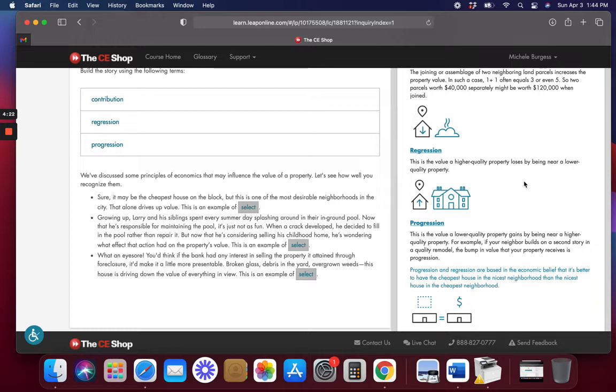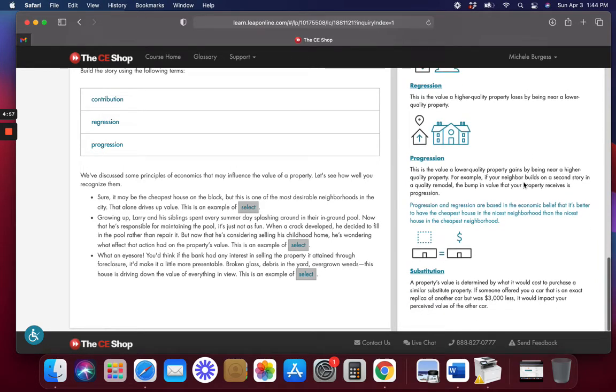Progression. This is where the value of a lower quality property gains by being near a higher quality property. And this is where I'm going to be at my next neighborhood. I'm going to buy a low-priced house in a $1 million neighborhood, and that way I have instant equity. All right, progression and regression are based in the economic belief that it is better to have the cheapest house in the nicest neighborhood. Just what I just said. That's what I'm going to be doing next. Progression, right? Yes.